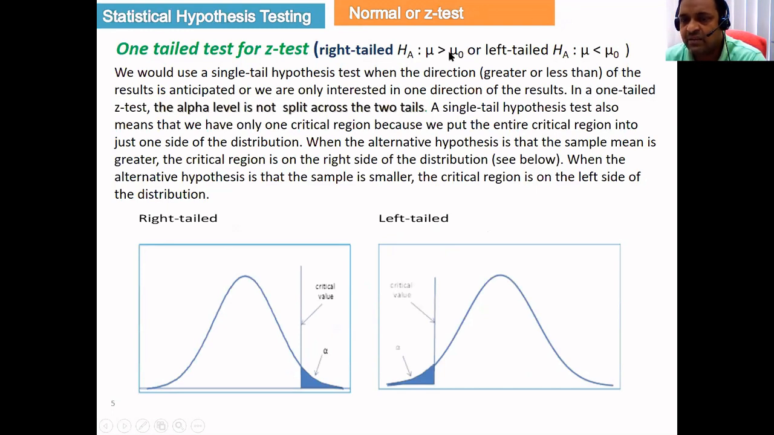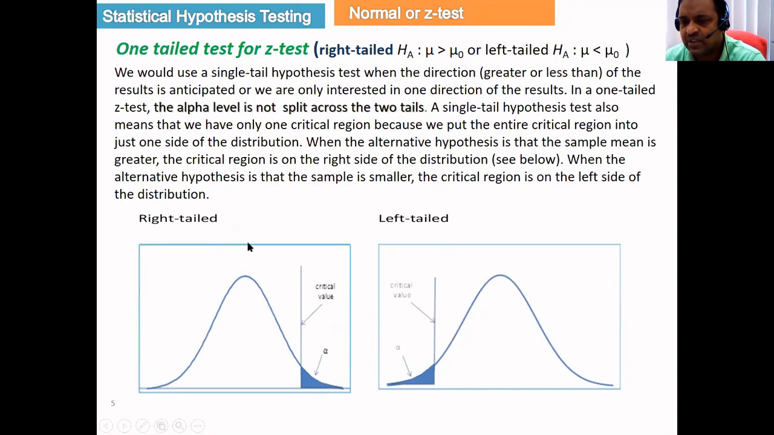For the right tail test, we have a critical region where alpha will be on the right side of the graph, and for the left tail test, we have a critical region on the left side of the graph. And for a one tail test, we don't need to split the level of significance. If the level of significance is 5%, it will be the 5% for the left tail also, and for the right tail also.